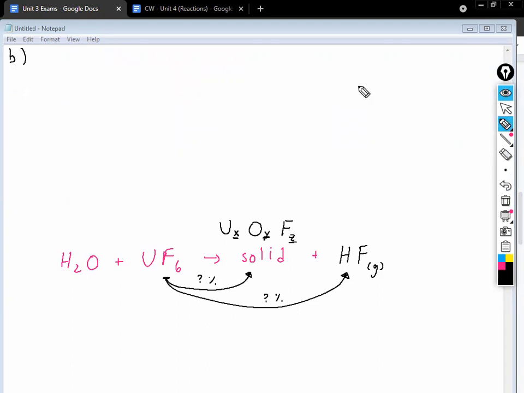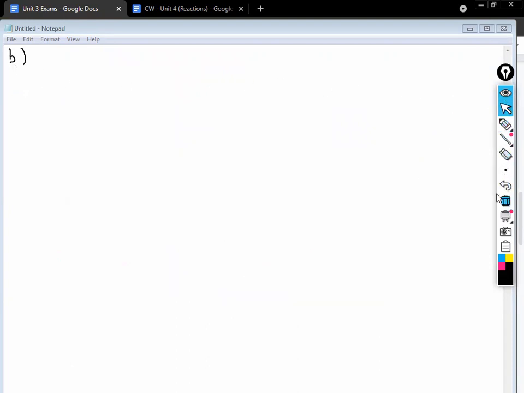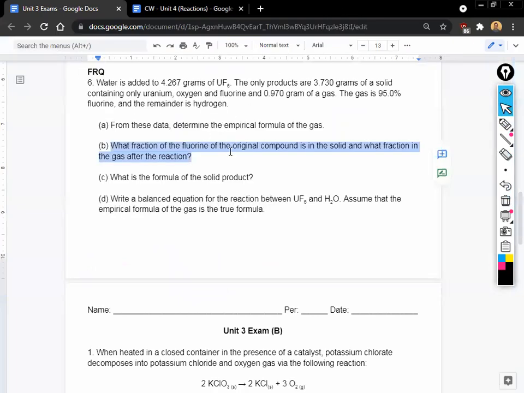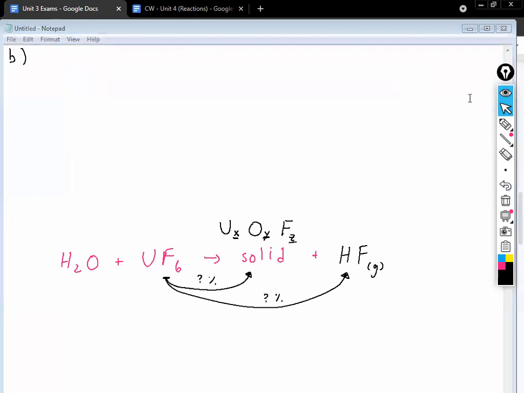Okay, now in order to do this, we need to take a look at the problem that we had earlier. How much UF6 did we start with to begin with? 4.267 grams of UF6. Okay, so 4.267 grams of UF6, that's our starting number here. This is how much UF6 we start with, and we cannot exceed this much fluorine inside this many grams of UF6. So if I go back to my little screen right here, we have our starting number for our stoichiometry. Our starting number is going to be 4.267 grams of UF6.